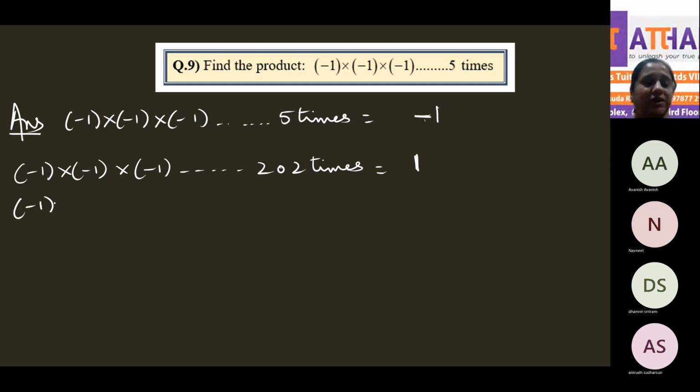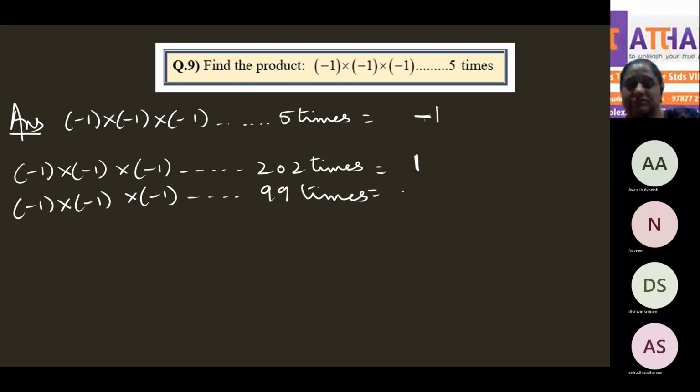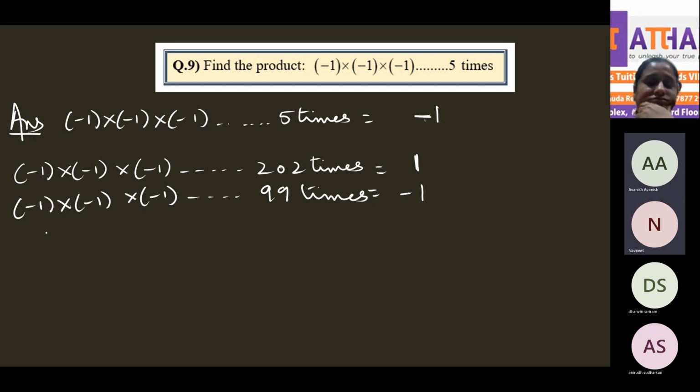Now, what is minus 1 into minus 1 into minus 1, 99 times? Ma'am, minus 1. Because 1 into 1 into 1, 99 times will be 1. And minus is happening an odd number of times. So it's minus 1. All of you understand this? Yes, ma'am.